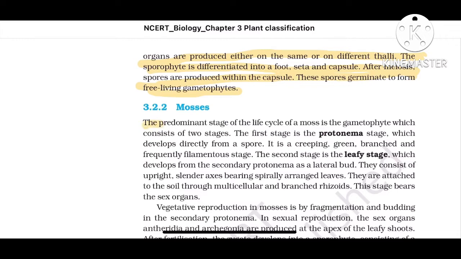Mosses. The predominant stage of the life cycle of moss is a gametophyte, which consists of two stages. The first stage is the protonema stage, which develops directly from a spore. It is a creeping, green, branched and frequently filamentous stage. The second stage is the leafy stage, which develops from the secondary protonema as a lateral bud. They consist of an upright, slender axis bearing spirally arranged leaves. They are attached to the soil through multicellular and branched rhizoids. This stage bears the sex organs.